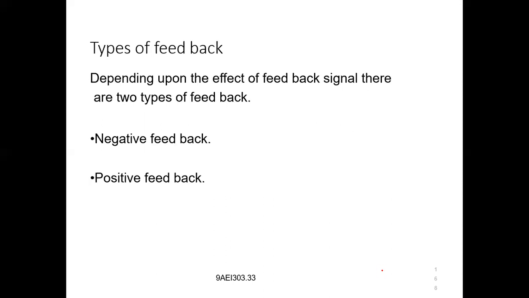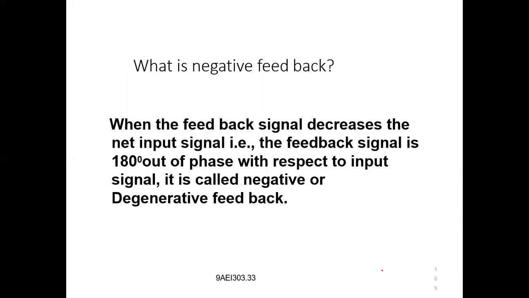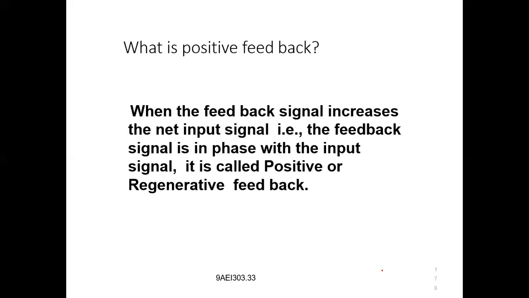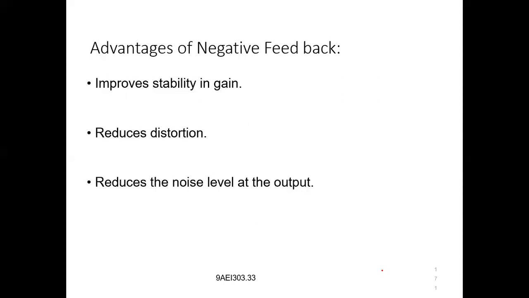There are two types of feedback, depending on the effect of the feedback signal. One is negative feedback, another is positive feedback. What is negative feedback? When the feedback signal decreases the net input signal, that is, the feedback signal is 180 degrees out of phase with respect to the input signal, it is called negative or degenerative feedback. Positive feedback: when the feedback signal increases the net input signal, that is, the feedback signal is in phase with the input signal, it is called positive or regenerative feedback.